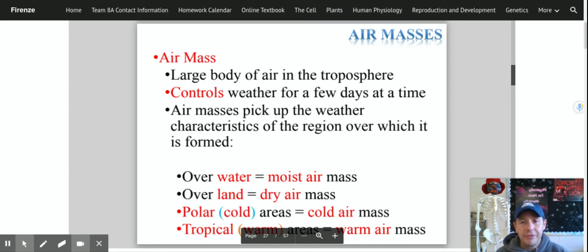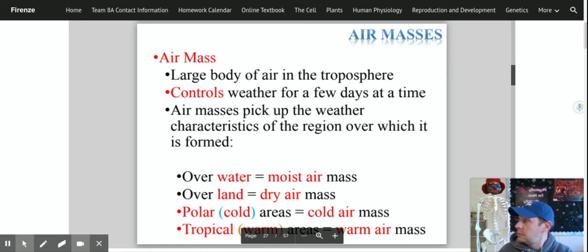If it forms in a cold area, we'll go back to Canada again. Let's say the air mass forms over Alaska. And it's just a cold area. It's very high in latitude where the air mass forms. That means that it's going to be cold air. And if it forms more in a tropical area or a warm weather area, maybe Mexico, or Brazil or somewhere, even if we're talking about the southern hemisphere, then it's going to be a warm air mass. So when it forms over water, it's going to be moist air. When it forms over land, it's going to be dry air. When it forms in a cold place, it's going to be cold air, and when it forms in a warm place, it's going to be warm air.